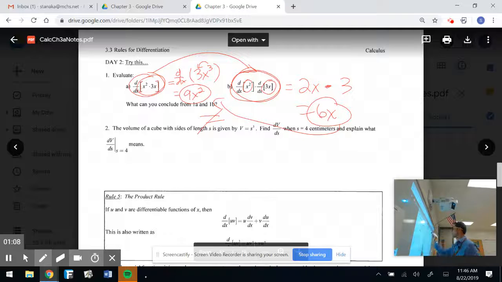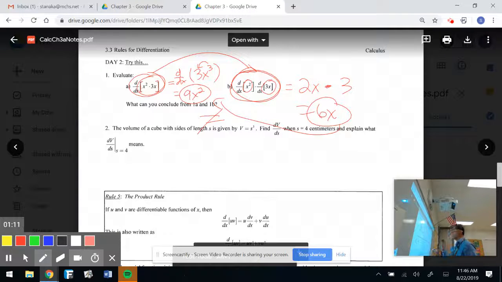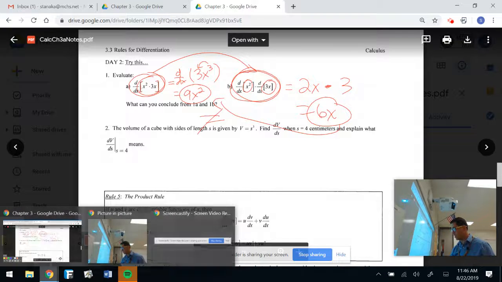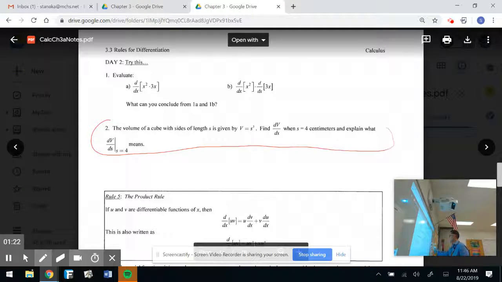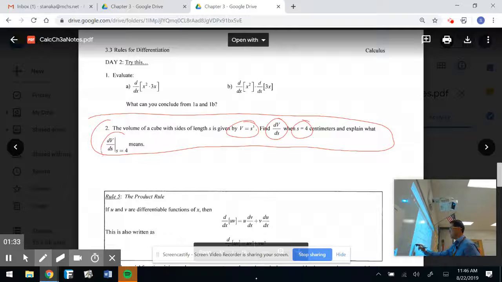So there has to be another way to deal with situations like this, and that's what we get into right now. Before we dive into it, we are going to look at a word problem. The volume of a cube with sides of length s is given by this function. Find dV/ds when s is equal to 4 centimeters, and tell me what this means. First let's find the derivative of V with respect to s, which would simply be the derivative of s cubed with respect to s. So that'd be 3s squared.